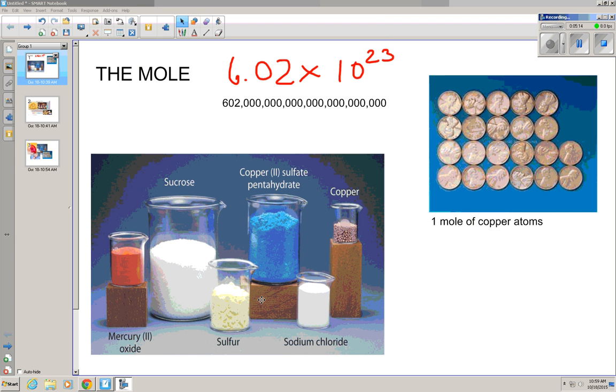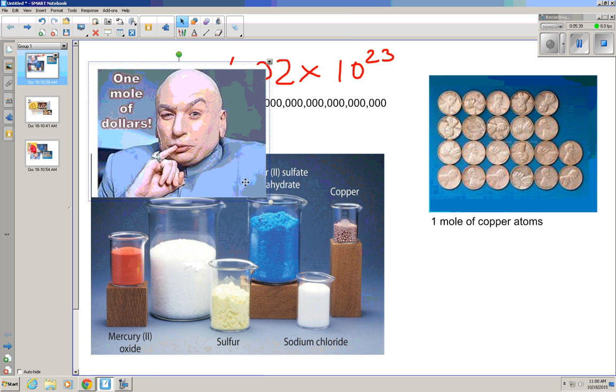Let's take a look at it some more. Here's some actual materials you might run across in the lab. Here's those same 22 pennies here. These are like little tiny BBs, like maybe the stuff you use in BB guns. That's copper. This would be copper pentahydrate. This is some of the material we're going to work with in the lab. Here's a mole of salt, a mole of sulfur, a mole of sugar, a mole of mercury 2 oxide. Here's a mole of, oh, how'd that get in there?